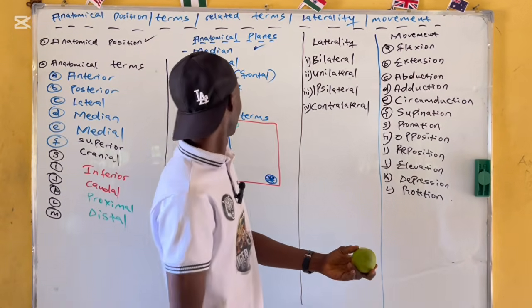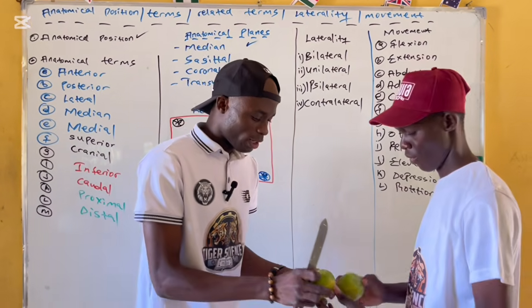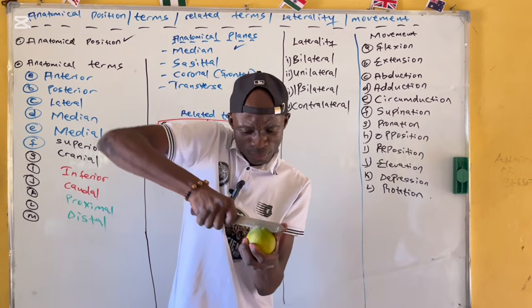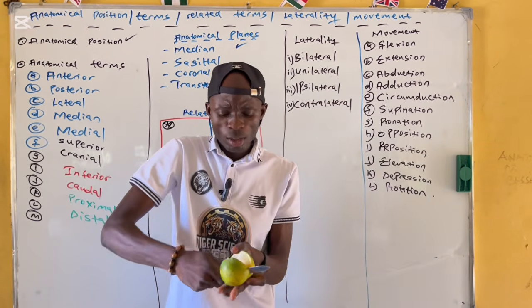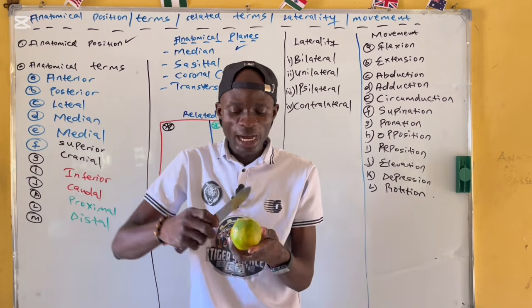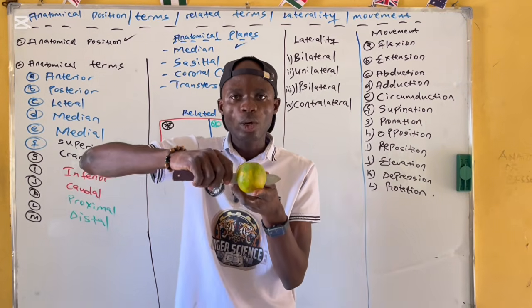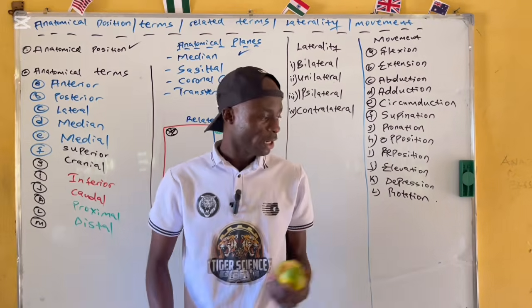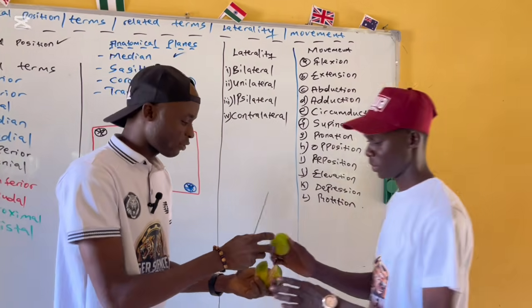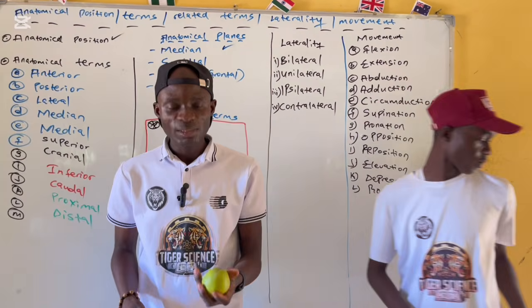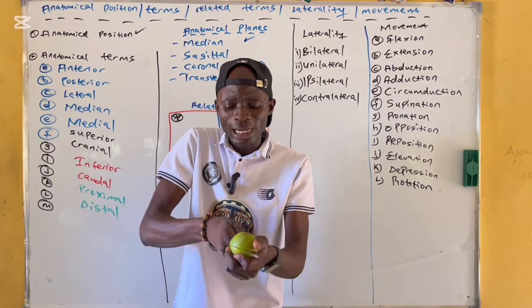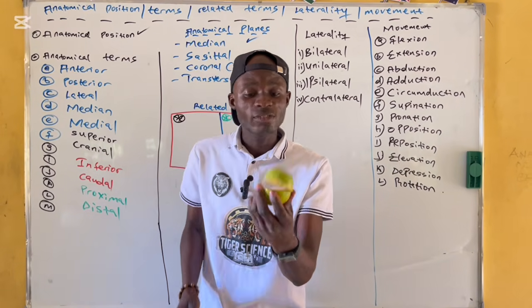Let's have another orange. Next one, the coronal plane. So now let's see how we cut the coronal plane. I cut it like this. Now we have the front and we have the back. This is a coronal plane orange. Alright, next one, let's have the last one, the transverse plane. How do we cut that? We cut that into up and down. It has a superior and what? Inferior. Here's the transverse cut of an orange.